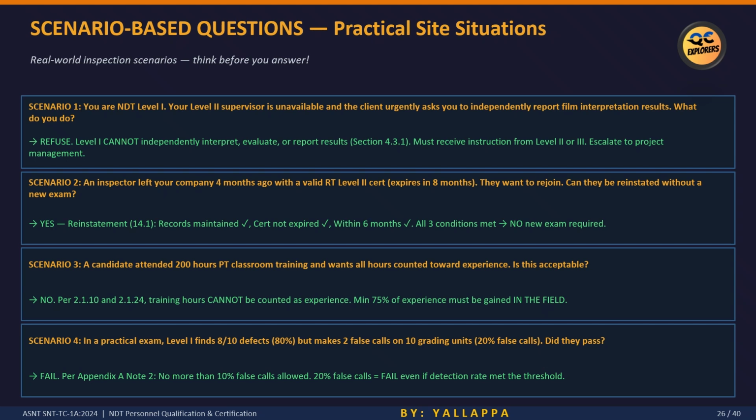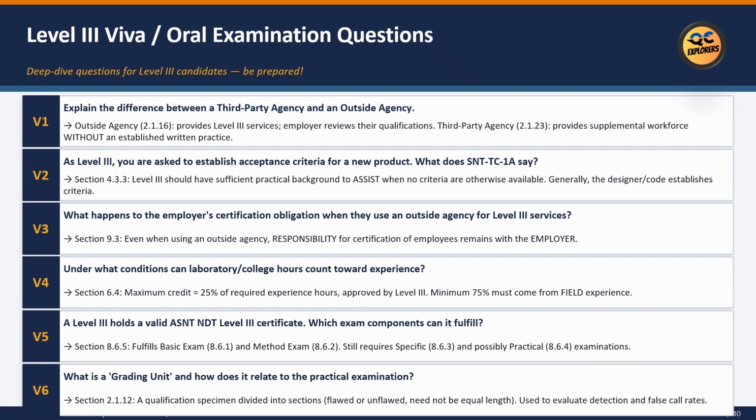Very important field concepts. Now let us move to Level 3 Viva questions. These are deep technical and certification management concepts. You should clearly understand the difference between third-party and outside agency, employer certification responsibility, laboratory hour limitations, use of ASNT Level 3 certification, and grading unit concepts. These are frequently discussed during Level 3 interviews and certification audits.